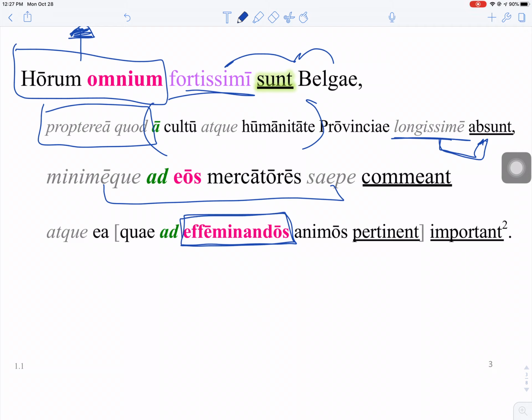We'll talk about the main use of them in another section, but most of the time, if you have a gerundive in an odd phrase like this, or a gerund, you're going to translate it verbing. For pertain to the weakening of the spirit.